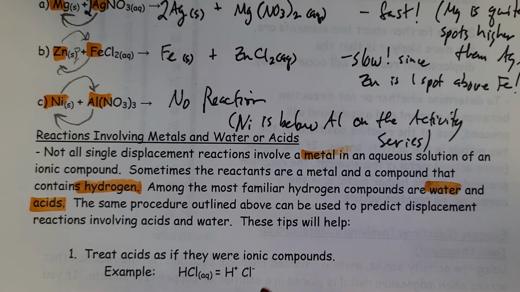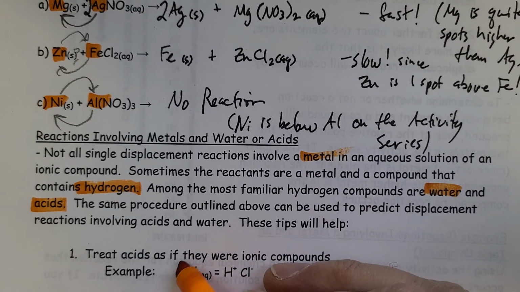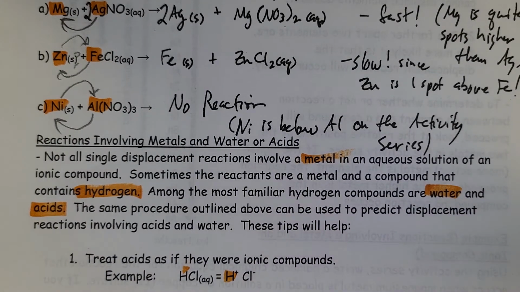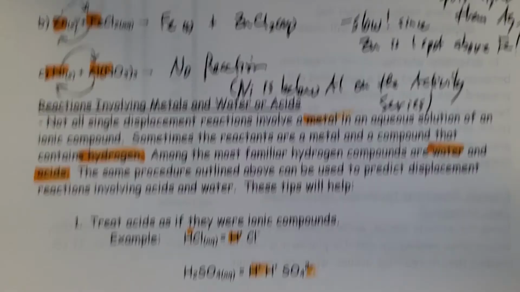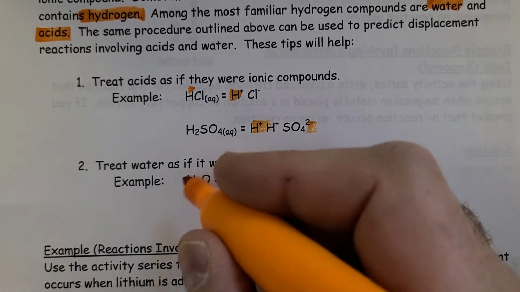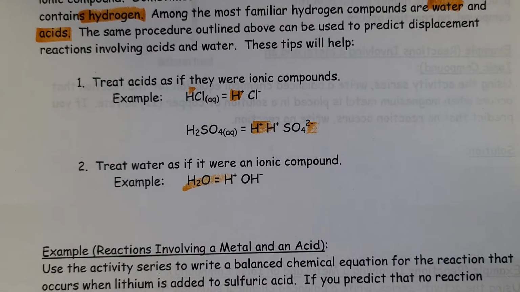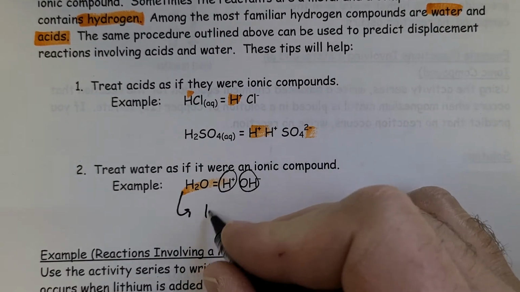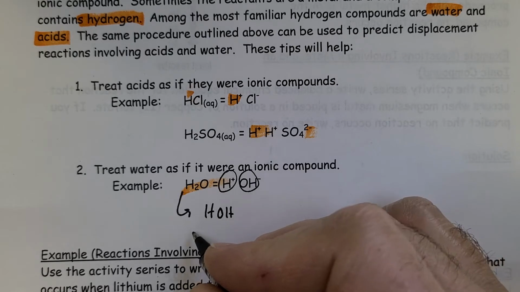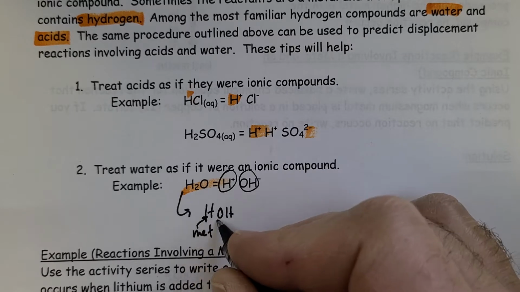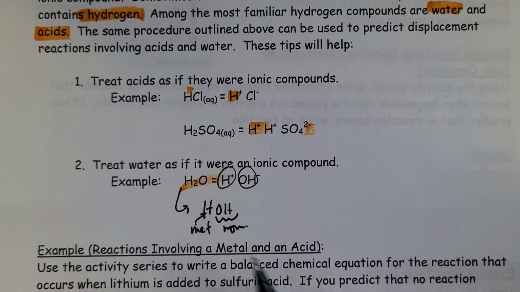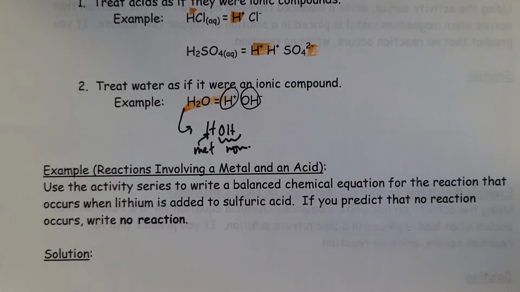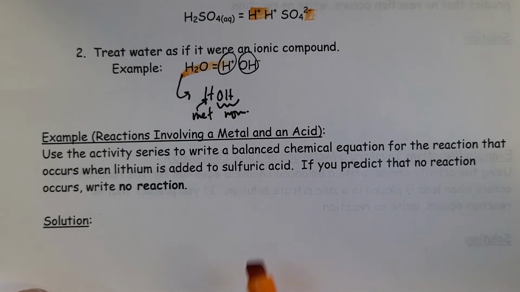We have some tips though. Think of something like HCl breaking down to H and Cl, so we treat it as an ionic compound. And water is a special case, just to make sure it turns out all right. We can think of H2O as being made up of hydrogen ions and hydroxide ions. So here we have our metal and then our non-metal. So we can think of water as being HOH. It'll make things a little bit easier. So let's take a look.